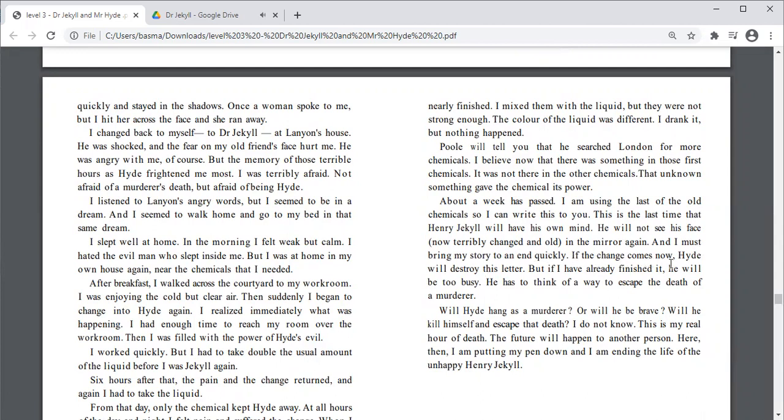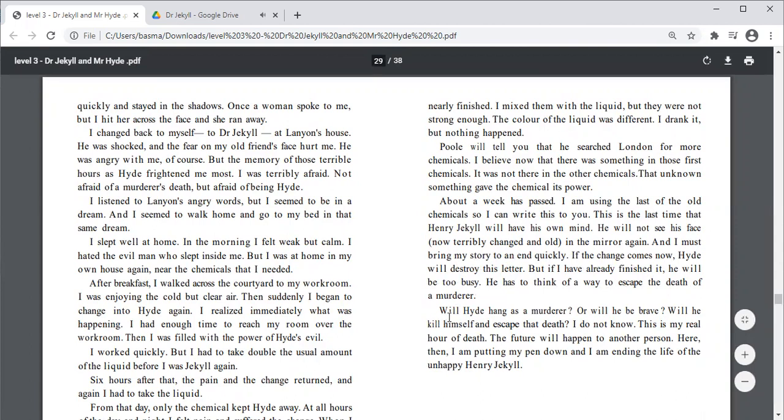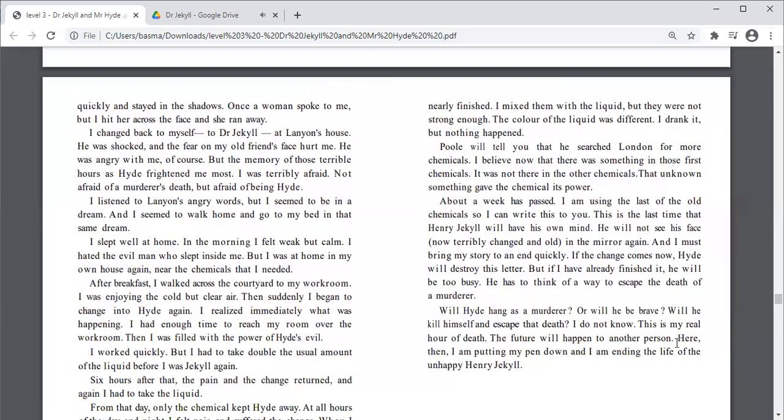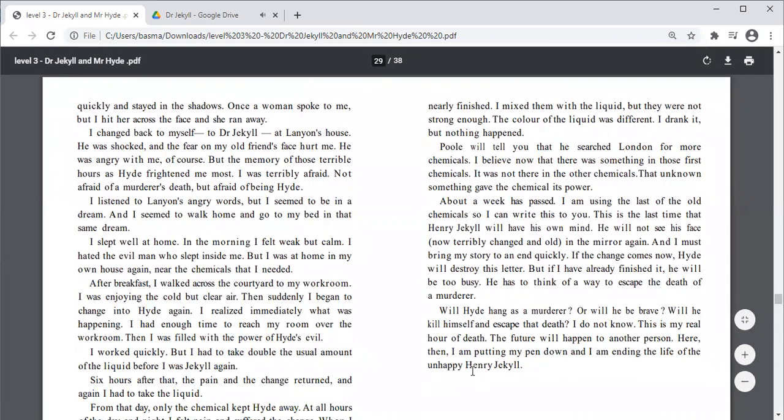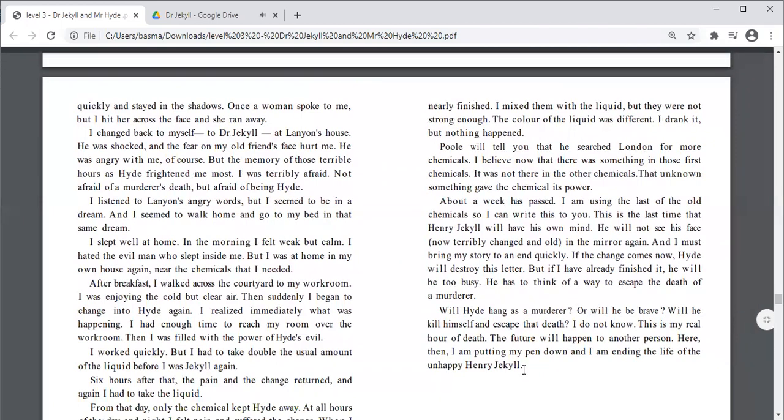If the change comes now, Hyde will destroy this letter. But if I have already finished it, he will be too busy. He has to think of a way to escape the death of a murderer. Will Hyde hang as a murderer? Or will he be brave? Will he kill himself and escape that death? I do not know. This is my real hour of death. The future will happen to another person. Here then, I am putting my pen down, and I am ending the life of the unhappy Henry Jekyll.